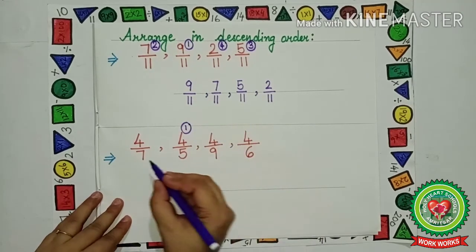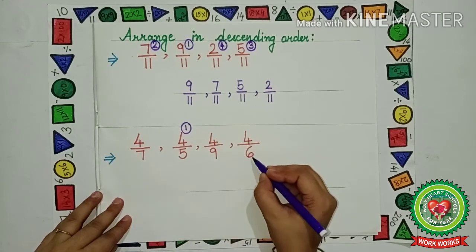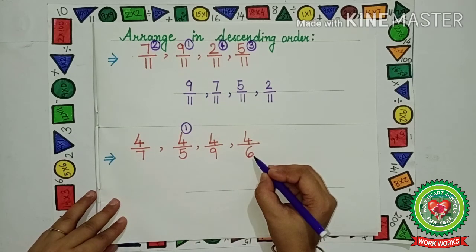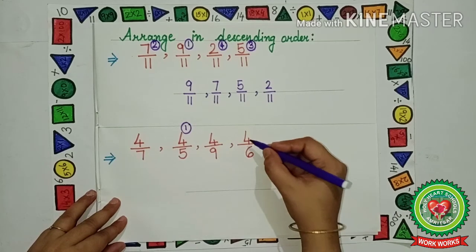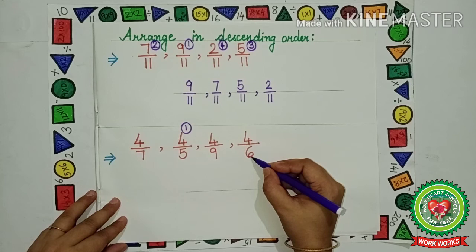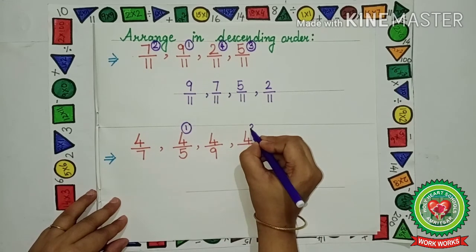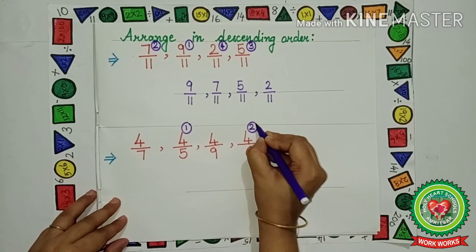Now let us see among 7, 9, 6. Which is the smallest denominator? That is 6. So that means 4 upon 6 is the biggest fraction in the descending order. So we will write over here 2.